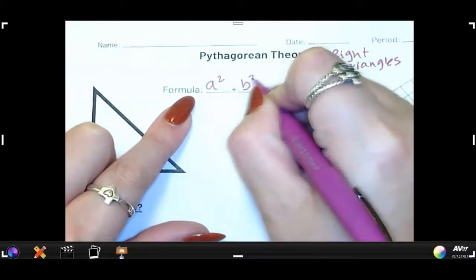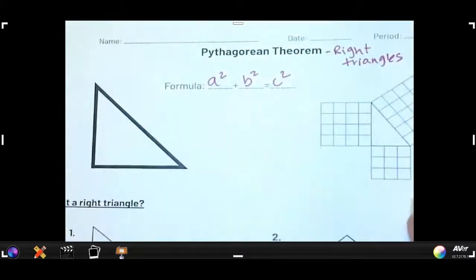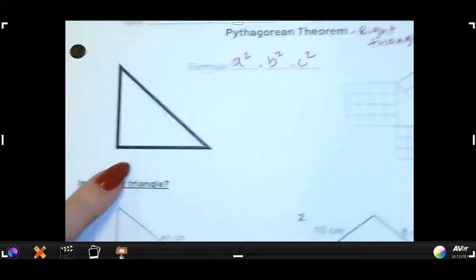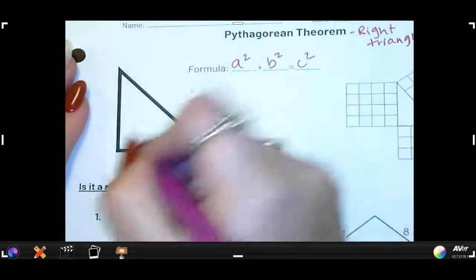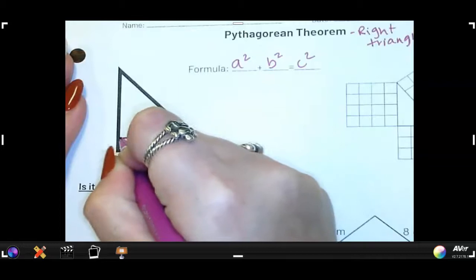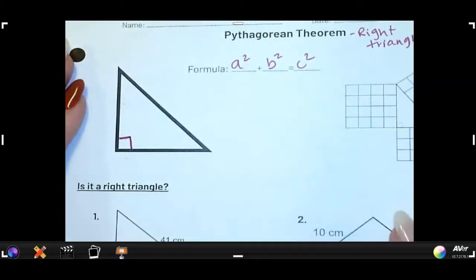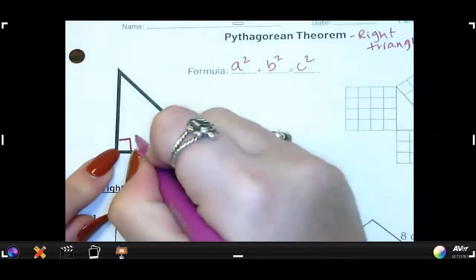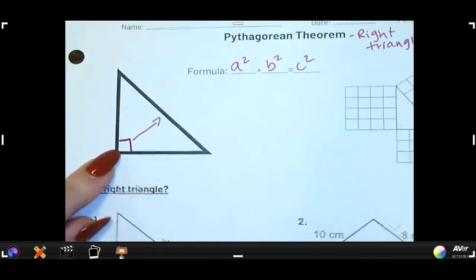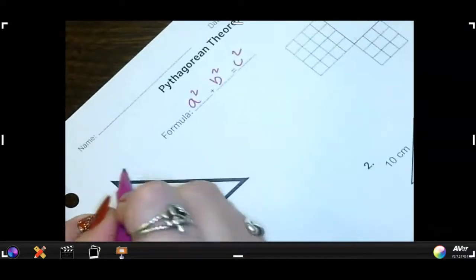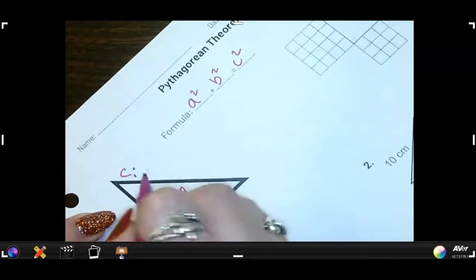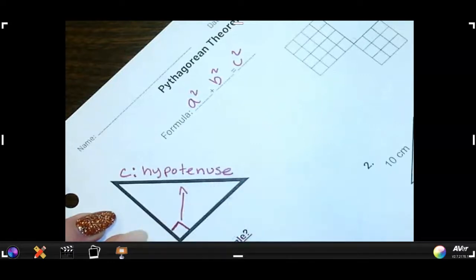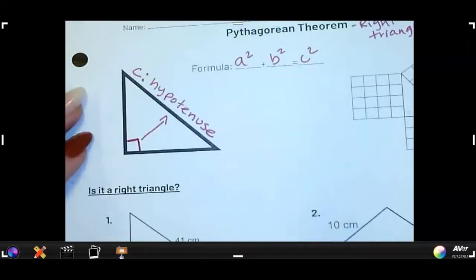A squared plus b squared equals c squared. And A, B, and C all stand for a particular side of the triangle. So if you're looking at a right triangle, remember your right angle is going to be noted with a little box most of the time. Okay, so my suggestion is to always locate that right angle, because directly across from the right angle is always going to be C. Okay, and C has a special name. We call C the hypotenuse. The hypotenuse. Okay, so C is the hypotenuse.